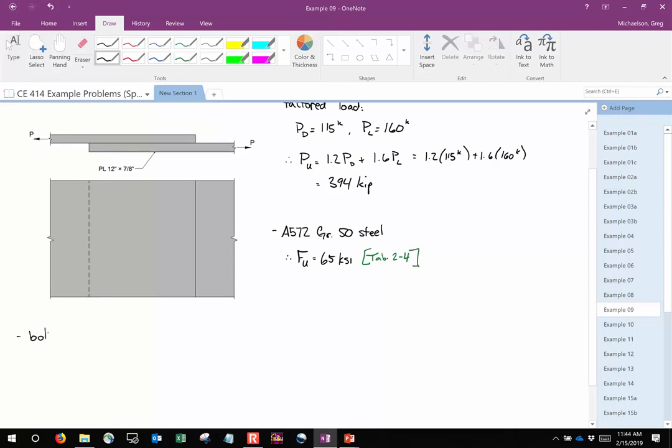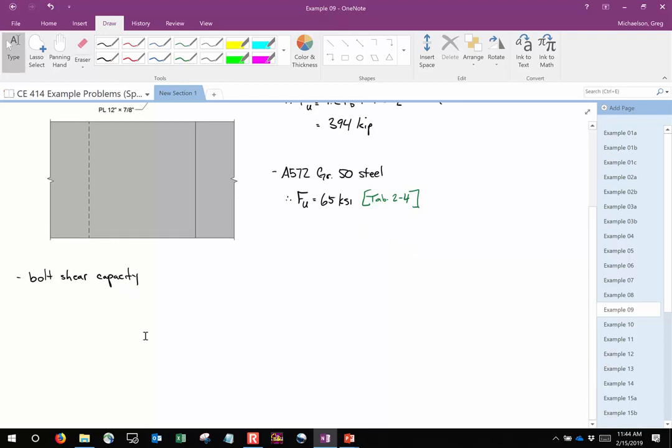So, let's look at bolt shear capacity. We have a group B X bolt. We have the diameter of a bolt is what? 42. And now help me out, is this single shear or double shear? This is single shear. So if that's the case, what is that? 27.8 kips per bolt, right?